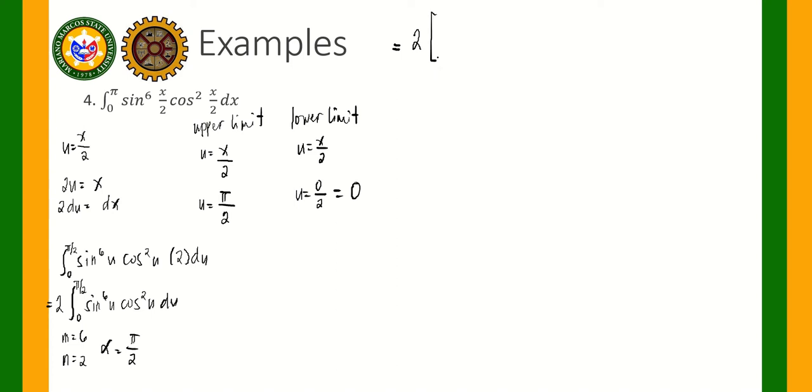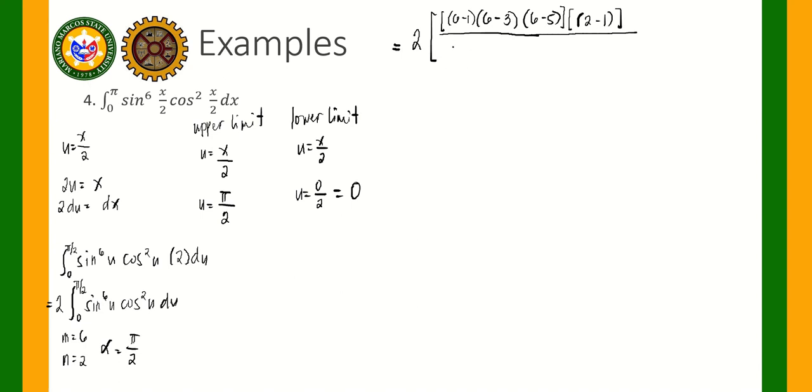That is 2 multiplied by m natin is 6. So this is 6 minus 1. Okay, 6 minus 1. And then 6 minus 3. Tapos 6 minus 5. 6 minus 5 is equal to 1. So we stop there. Multiplied by our n. Okay, si n natin is equal to 2. So 2 minus 1 lang siya.